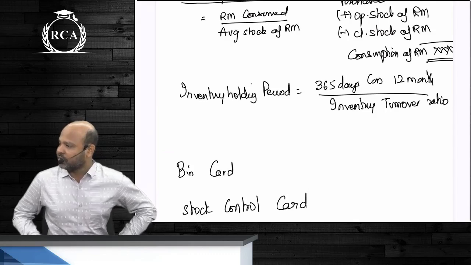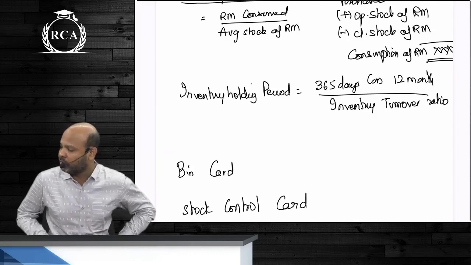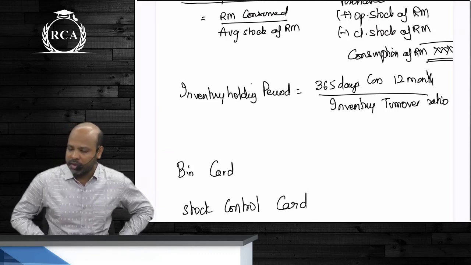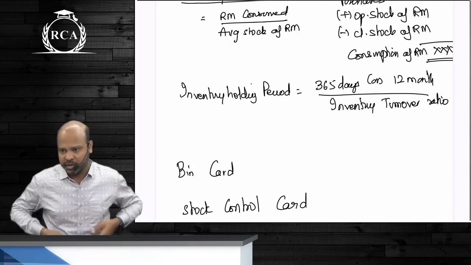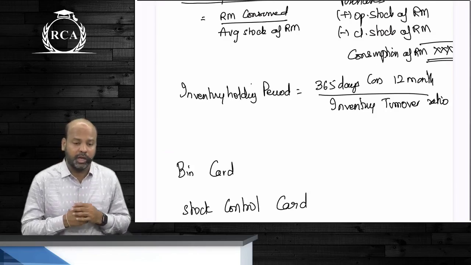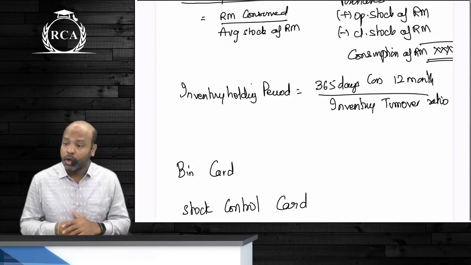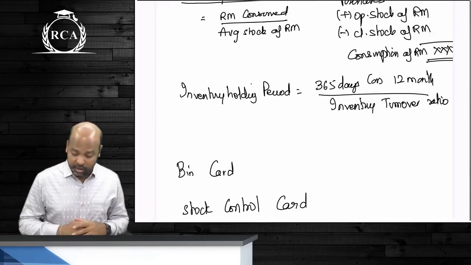Continuous stock taking: stock taking means physical verification. Under continuous stock taking, you're physically verifying the inventories on a continuous basis. When you say continuous, few items will be verified on a daily basis so that over a larger period you cover all the items. Is that clear?